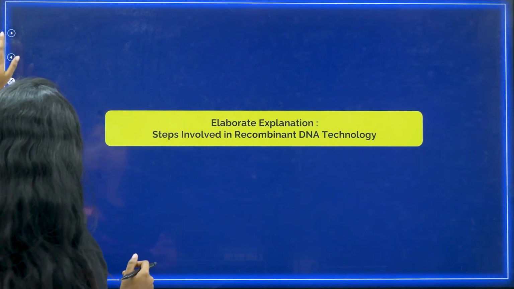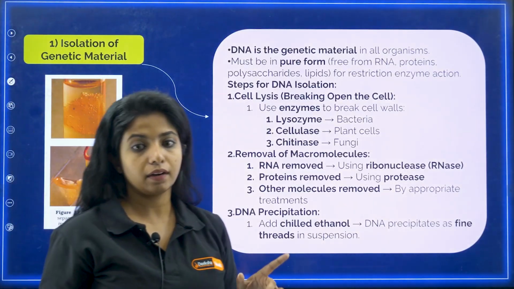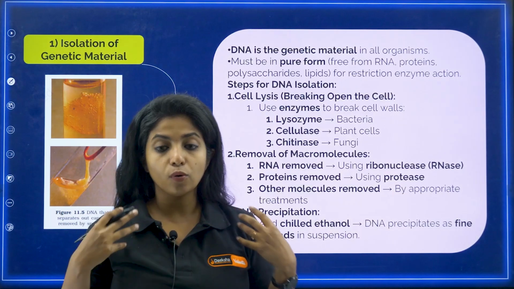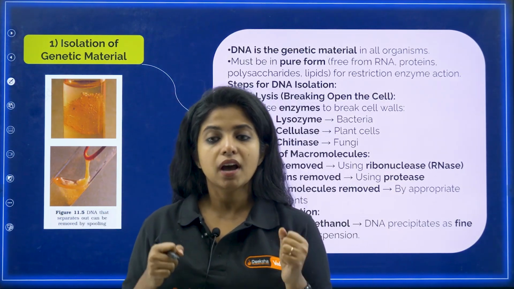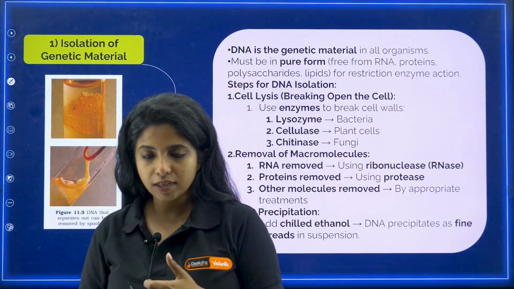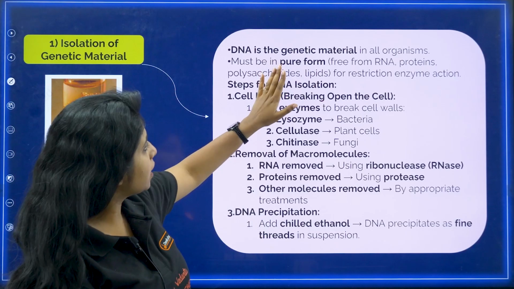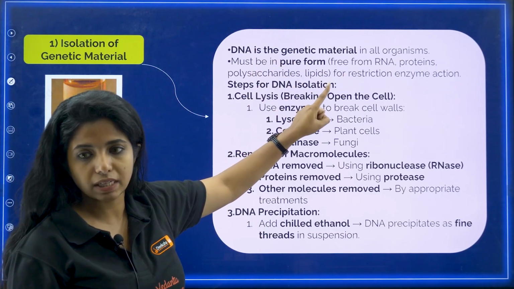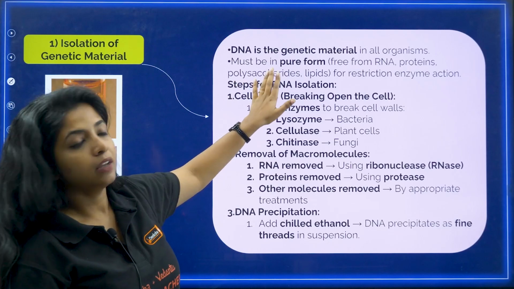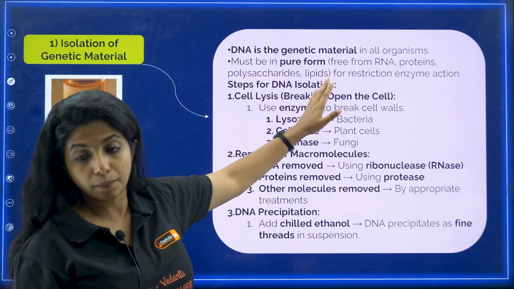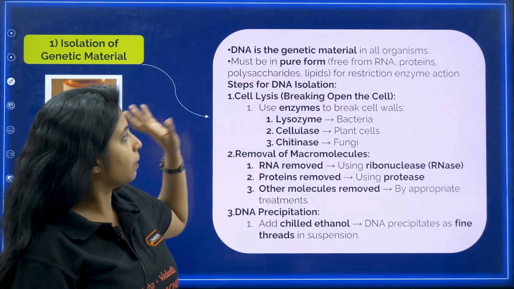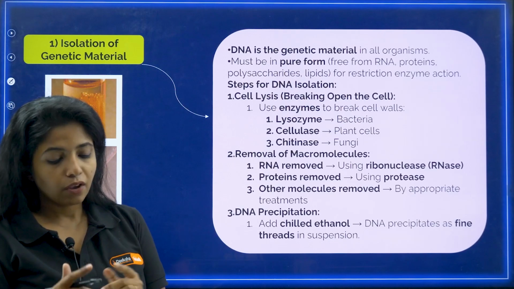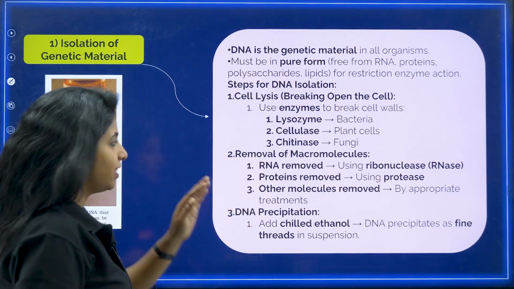Okay, first thing, we saw isolation of the genetic material. I told you from my whole genetic material I want my DNA. How do I separate it? DNA is the genetic material in all organisms and must be in pure form, free from RNA, proteins, polysaccharides and lipids, that is RNA, proteins, carbohydrates and lipids, that is fats, for restriction enzyme action.